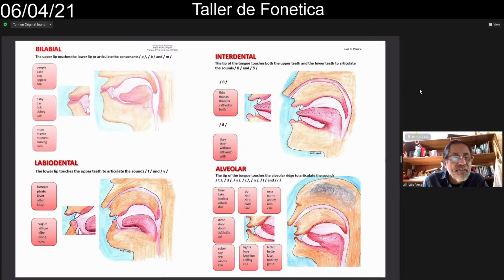Se usa cuando uno dice better, later, matter, sudden, body, everybody, somebody. Find me somebody to love. Find me somebody, somebody to love. Y lo repite. Anybody find me somebody to love. Esa ere se usa en la D intervocálica, que después la vamos a ver, y la T intervocálica. Pero ahora veamos lo que es alveolar.